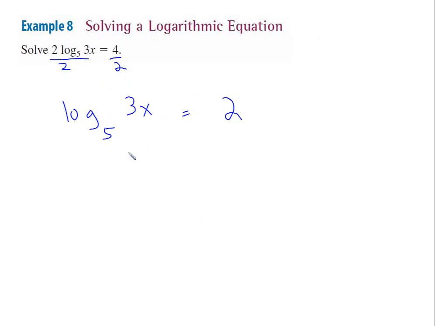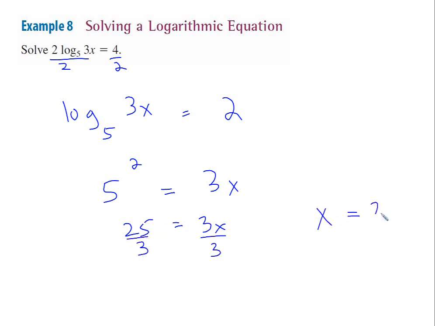So now you're going to change it to exponent form. So now we have 5 to the second power is equal to 3x. So that's just 25 is equal to 3x. Divide both sides by 3. So x is going to equal 25 over 3, as your answer. So nothing complicated.